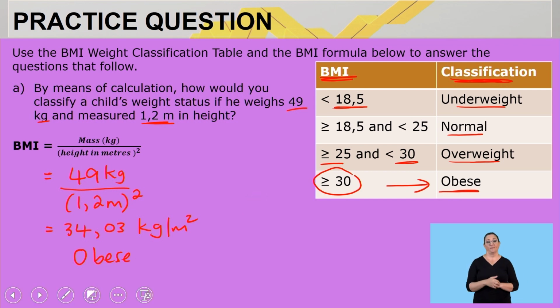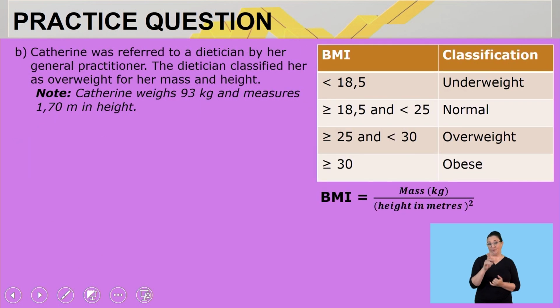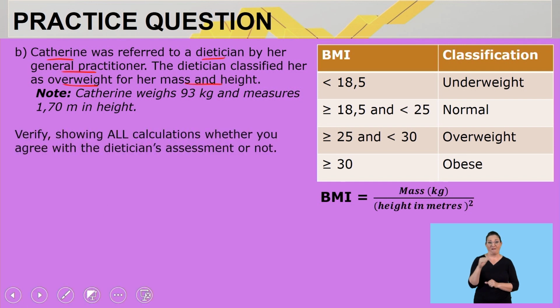Let's do another one. Question number B. Here we are saying that Catherine was referred to a dietitian by a general practitioner, that's a doctor. The dietitian classified her as overweight for her mass and height. Note that Catherine weighs 93 kilograms and measures 1.70 meters in height. Now it says, verify, showing all calculations, whether you agree with the dietitian's assessment or whether you disagree.